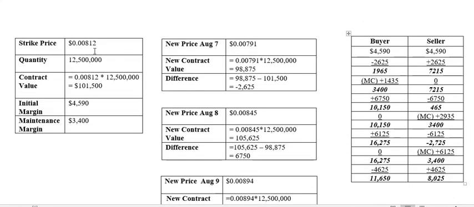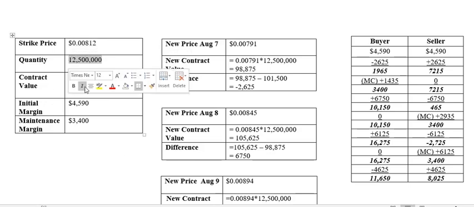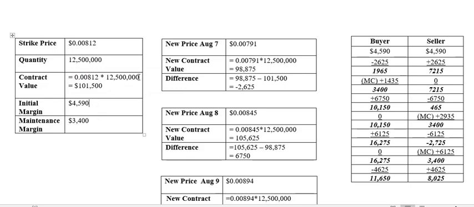We had a strike price given in the numerical. You can cross verify that. The quantity is 12.5 million. We multiplied the strike price with the quantity and we got the contract value. The initial margin and the maintenance margin were directly given to us. So we had a deposit of initial margin with the clearinghouse, the buyer and seller both. By the way, we are the sellers, okay?